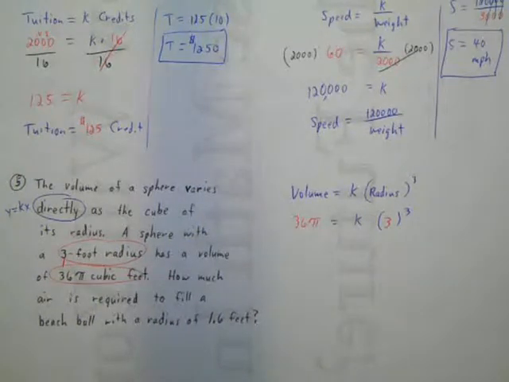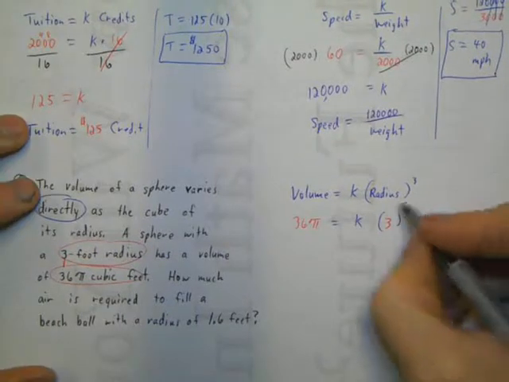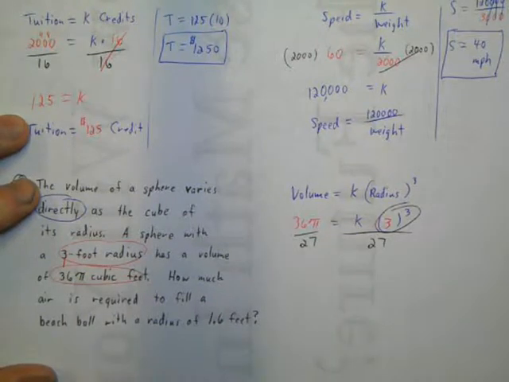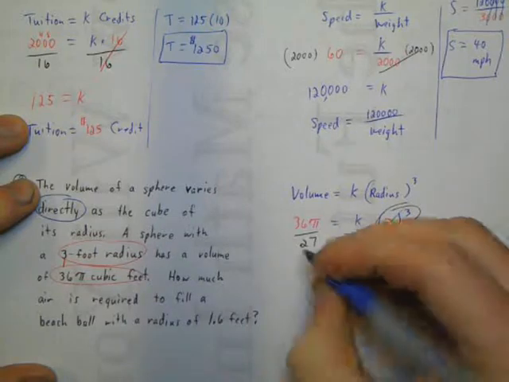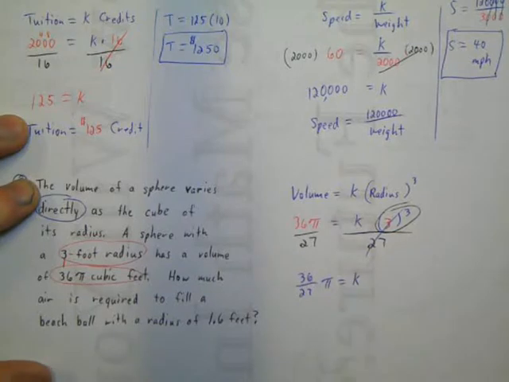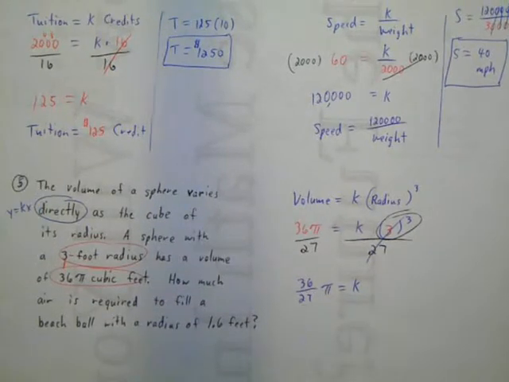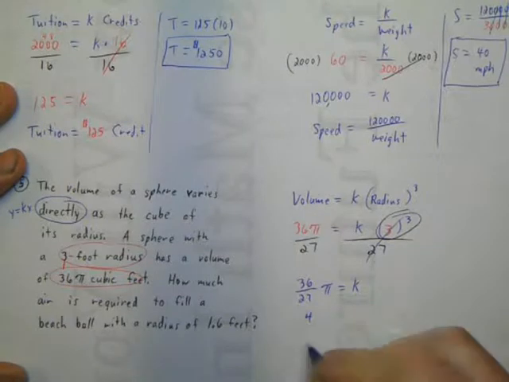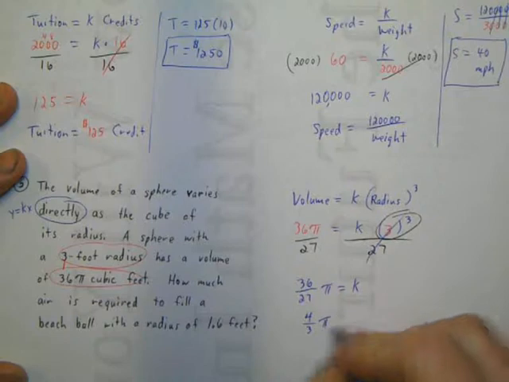So now what's left is that I need to solve for k. 3 to the 3rd power is 3 times 3 is 9, times 3 is 27. So that's 27. Divide both sides by 27. And this cancels on this side. And I'm left with 36 over 27 times pi equals k. 36 over 27, that seems like it can reduce. In fact, I noticed that 9 can go into both of those. So if I divide the top by 9, I get a 4. Divide the bottom by 9, I get a 3. So 4/3 pi equals my constant k.